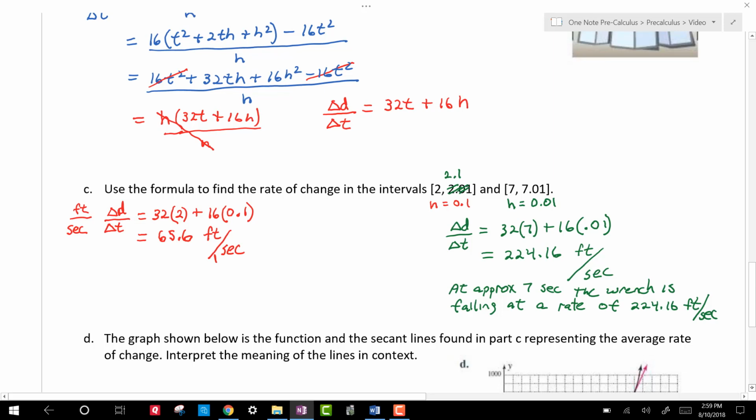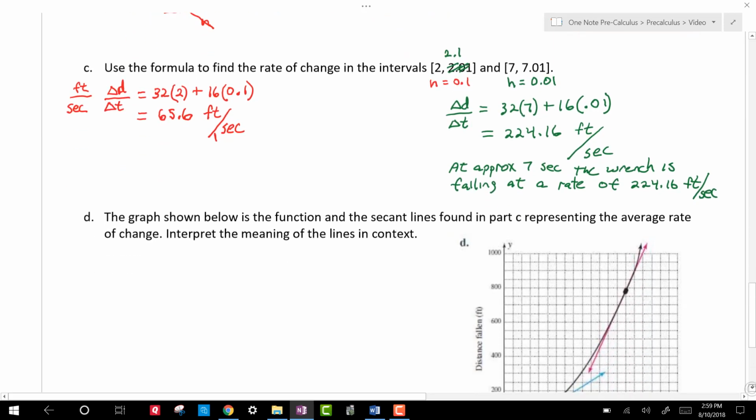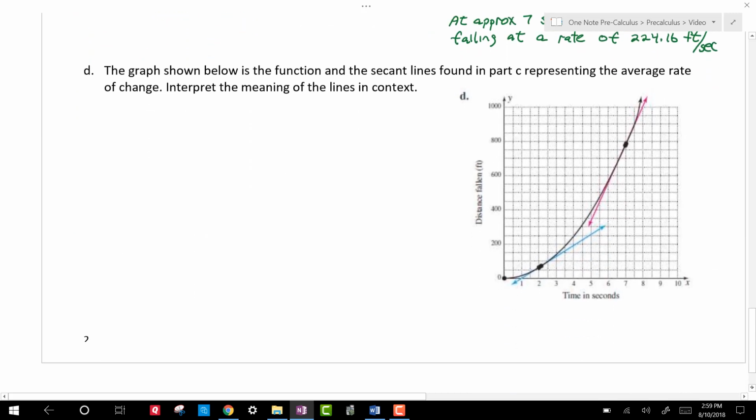Okay. All right. Now we've got our graph down here. It says the graph shown below is the function and the secant lines found in part C, representing the average rate of change. Interpret the meaning of the lines in context. Okay, so we had our 2 points from above. We've got this blue line down here that represents the first secant line at 2 and 2.01, and the red line that represents 7 and 7.01.